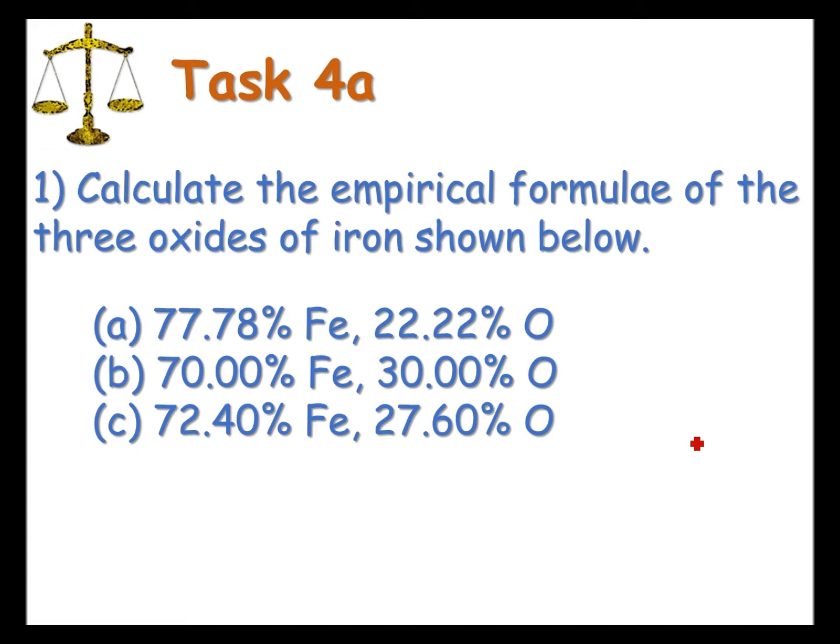Alright, so here in task 4a, you're being asked to calculate the empirical formulae of the 3 oxides of iron shown below. What we can do, again, is use those steps that we'd addressed before. These, as percentages, need to be converted first to grams. Take the grams and divide by the molar mass, and then divide each of them by the smaller number in terms of moles. Once you do that, you should be given that whole number ratio. So I will let you work these out and show me that you're getting it on the online assignment.